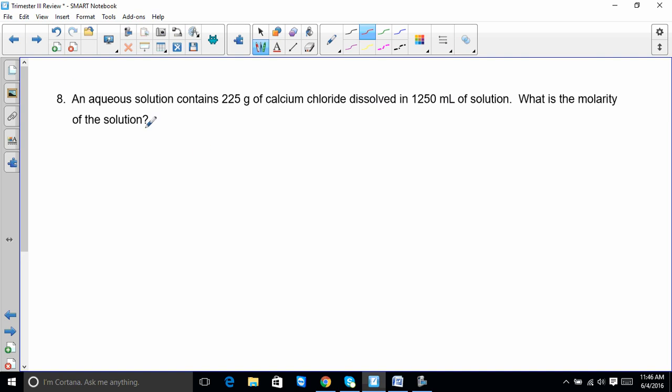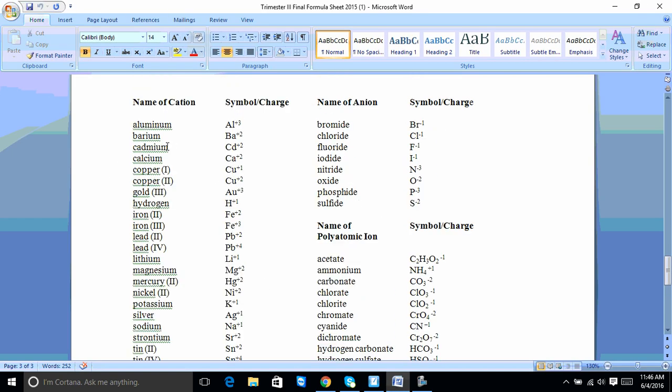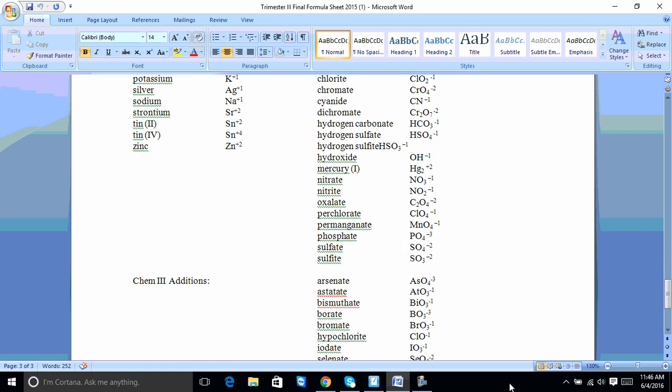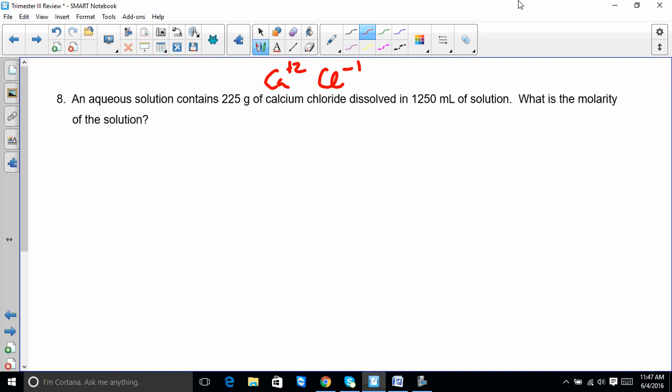Okay, an aqueous solution contains 225 grams of calcium chloride. Again, let me just do this first. I'm going to get ready for it. Calcium is +2, chloride is -1 on your ion sheet. We should know how to use this by now. And so you might as well get the formula because I'm going to need it later. It's CaCl2. Step 1, find the volume, 1,250 milliliters.